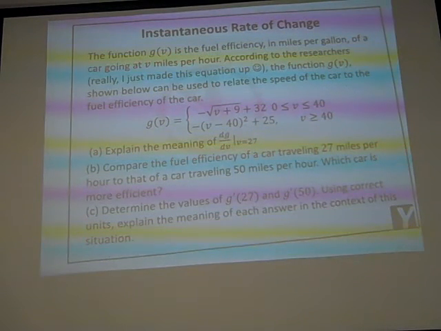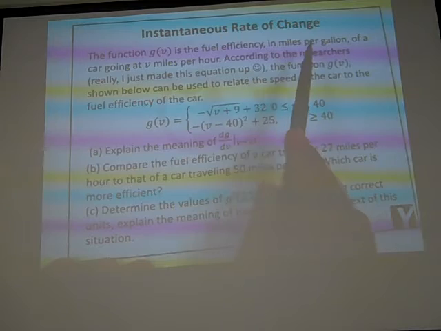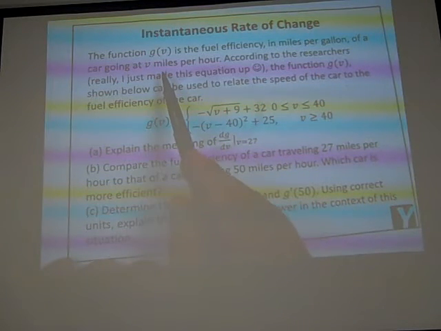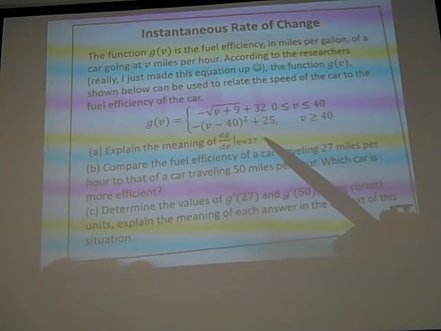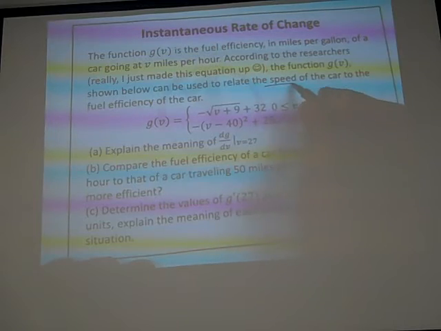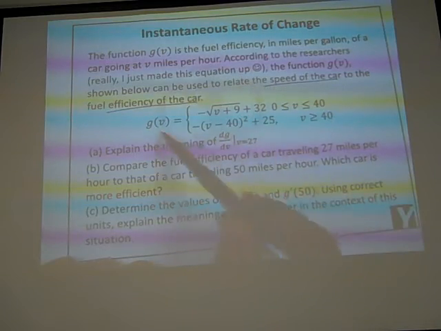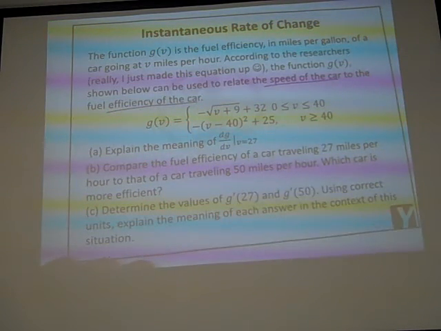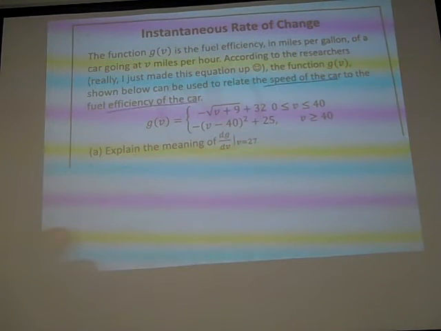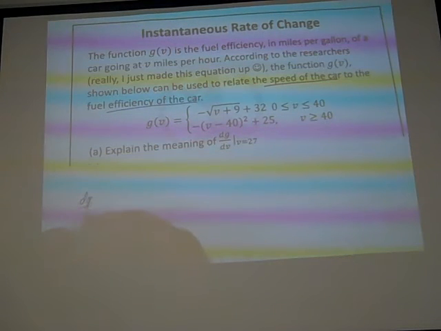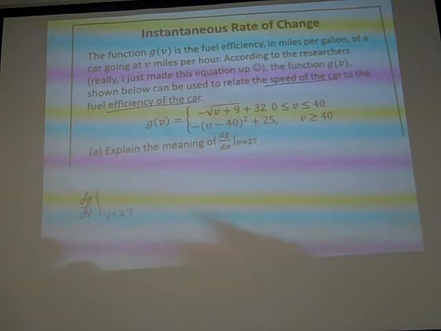So in this problem, we're given a function g of v, which is fuel efficiency measured in miles per gallon of a car going at v miles per hour. According to the researchers, the function g of v, shown below, can be used to relate the speed of the car. So we're connecting the speed of the car to the fuel efficiency of the car. And we have this piecewise function down here that does all of that. So the first thing we're asked is to explain the meaning of dg dv. We have this notation, dg dv, evaluated at v equals 27.